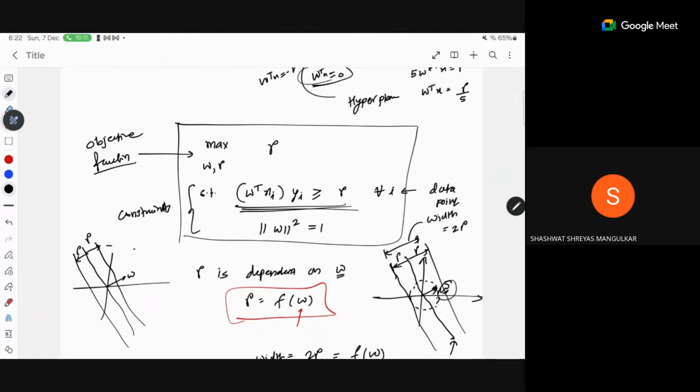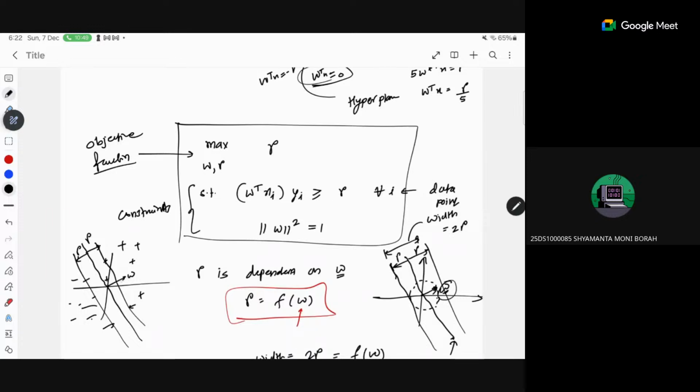Any data point we are selecting here, let's say the positive one or the negative one, they shouldn't be between the supporting hyperplanes. They can be on this supporting hyperplane, or they should be away from that, right? This is what greater than or equal to gamma means. I hope it is clear.